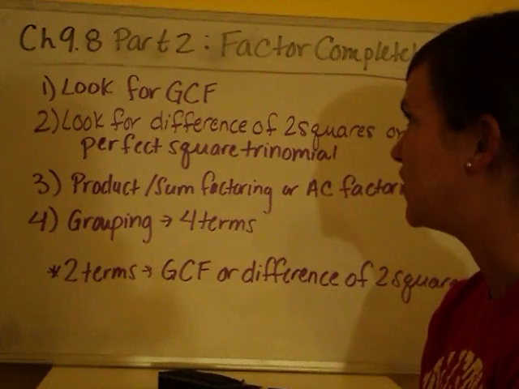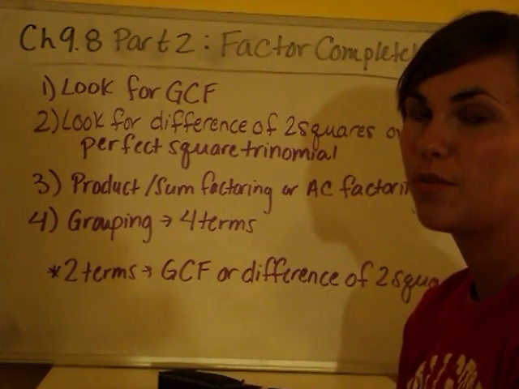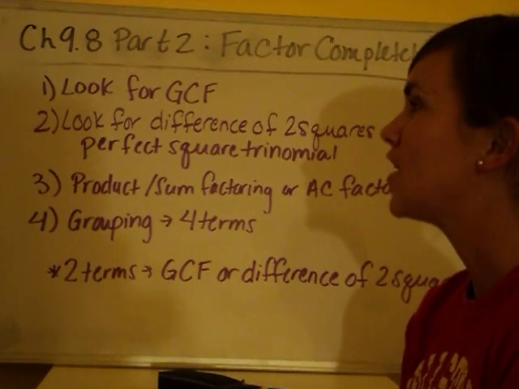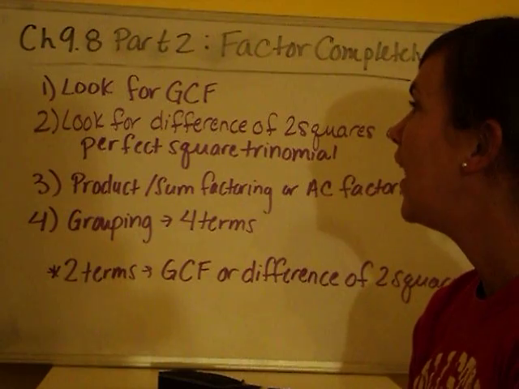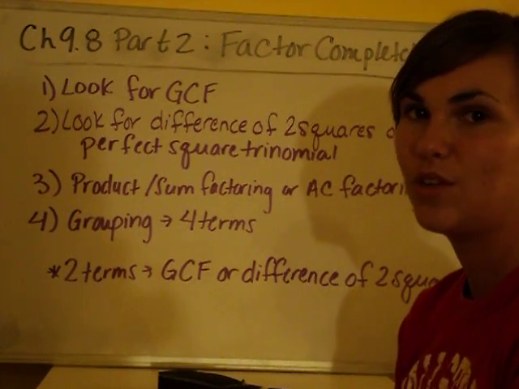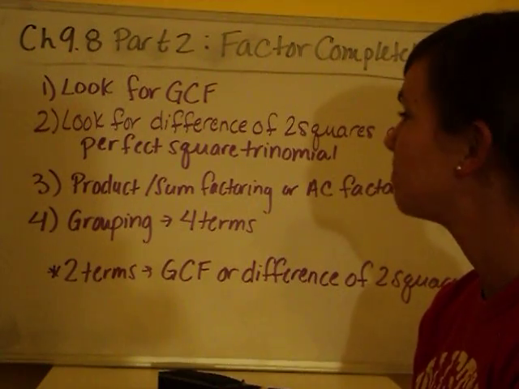The second thing you want to do is look for your squares. So look for your difference of two squares or look for your perfect square trinomials. Remember we talked yesterday about training your eye to start seeing those perfect squares. That just makes life a lot easier if you can notice those patterns right away, and then it'll just be a piece of cake factoring it.